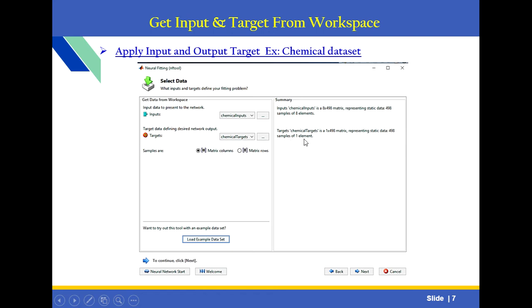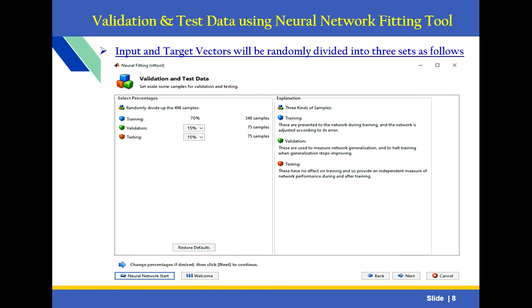Next one, validation and testing of the data using the neural network. Some of the samples are randomly selected. For training, 70% of samples are selected, that is 348 samples. For validation, 15%, 75 samples are taken. For testing, 15% of samples are taken, for example 75 samples.